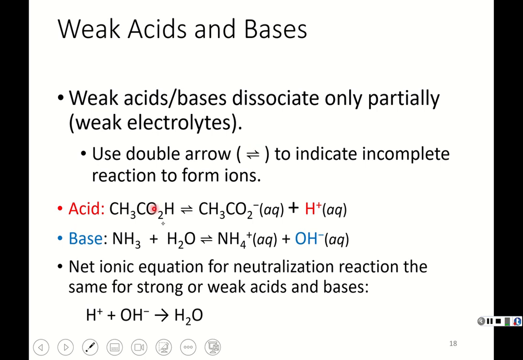So for our acid, if we have CH3COOH, that's a weak acid. It'll dissociate in water, but not to a very large extent. So we show that equilibrium with a double-headed arrow. And a weak base, likewise NH3, will grab a proton from water and create NH4+, and the water that gave up that proton becomes OH-, and so that's why it's considered a base. Okay. So the net ionic equation for these is the same as it would be for a strong acid or a strong base, right? And that's shown here as well.